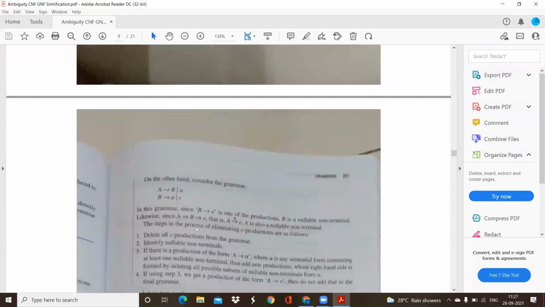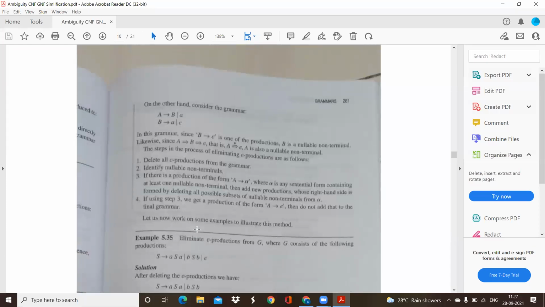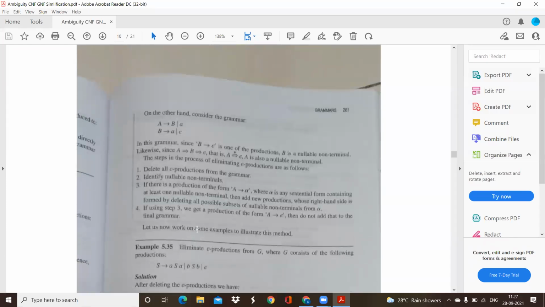I mean to say, if you have like this: A derives B or A, and B derives A or epsilon. So try to expand this A with all possible productions of B. So you will get A derives B, and B derives this small a, right? Next you will get A derives B and B derives epsilon. So if B derives epsilon, what will you get here? It is the empty string, so you will not get anything here.